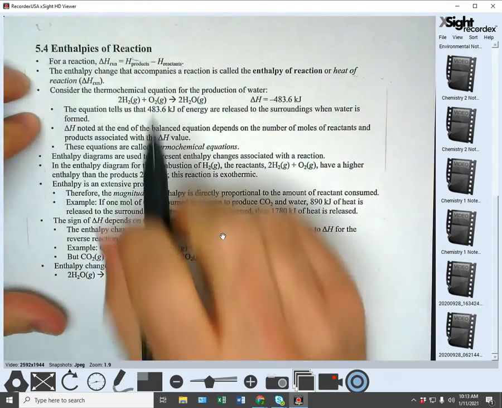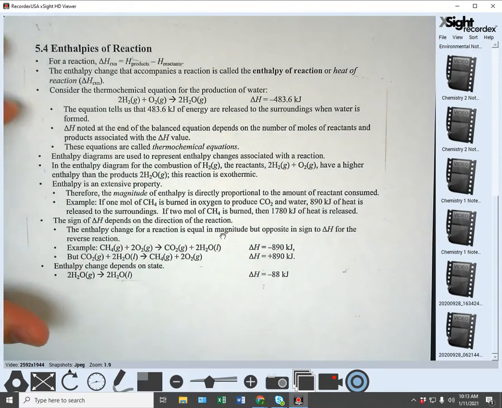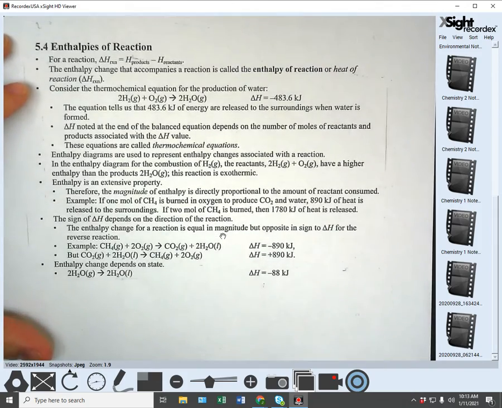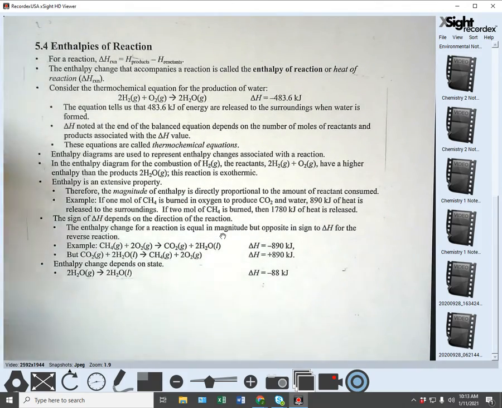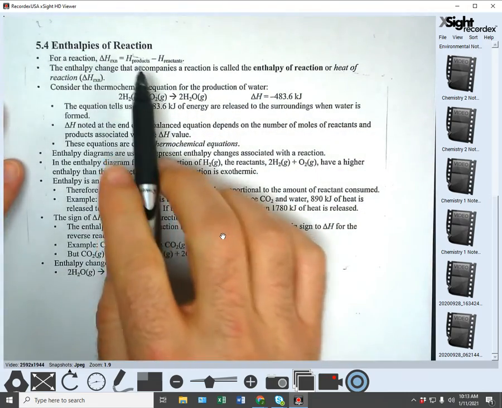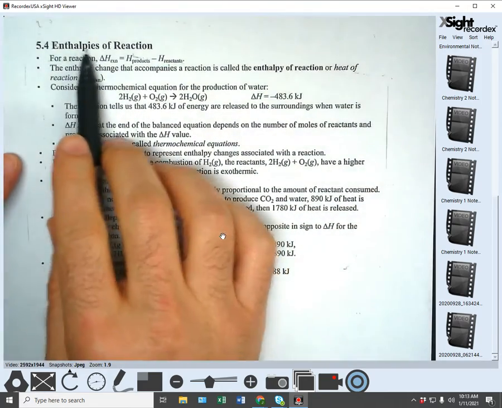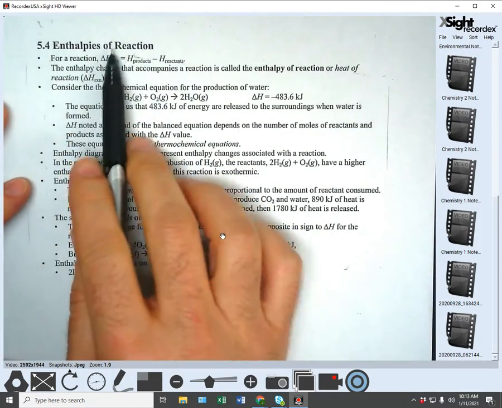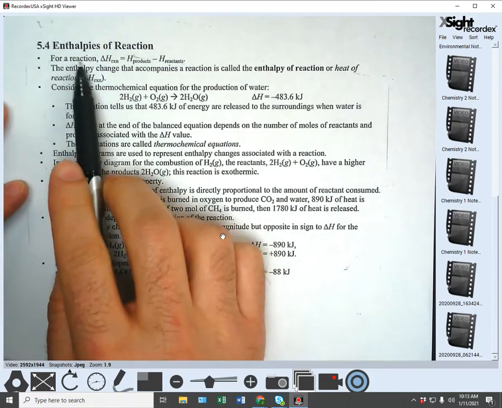Okay. So 5-4 deals with what are called enthalpies of reaction. And essentially, remember, enthalpy is talking about sort of heat change. So basically what we're just talking about is heat exchange that occurs during a reaction.